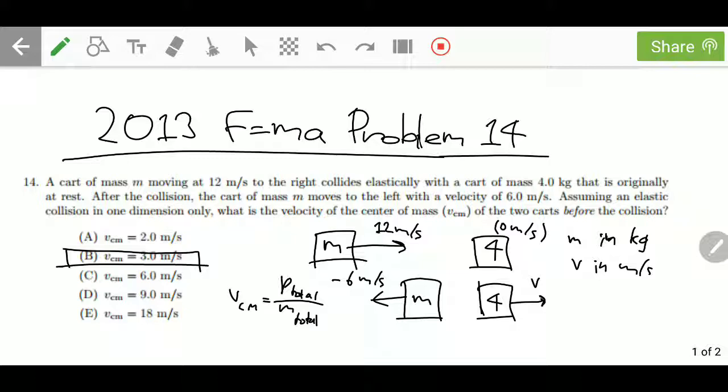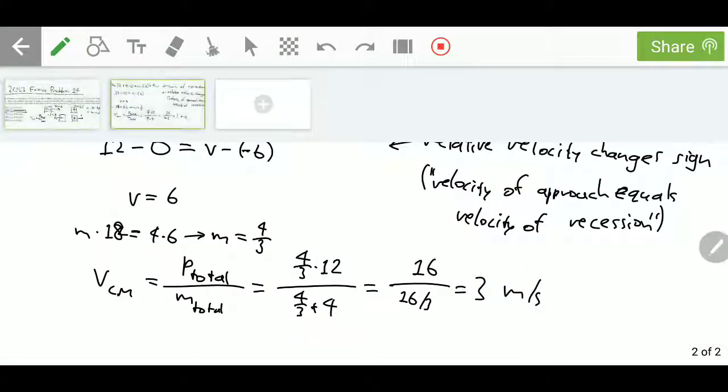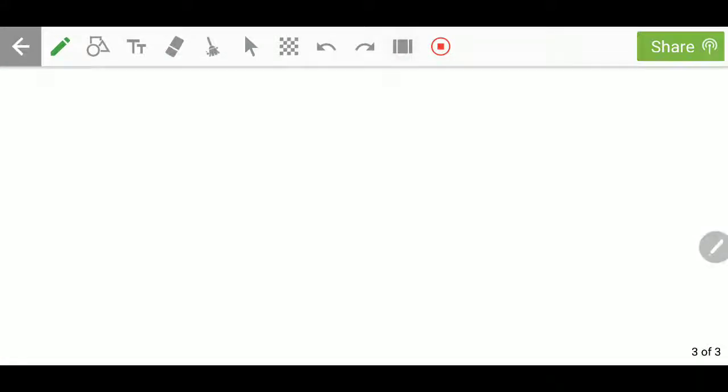Now, there's actually another very beautiful way to get this answer. The heart of the idea is that equation that I mentioned earlier, velocity of approach equals velocity of recession, but the key is to look in the center of mass frame. So what happens in the center of mass frame?